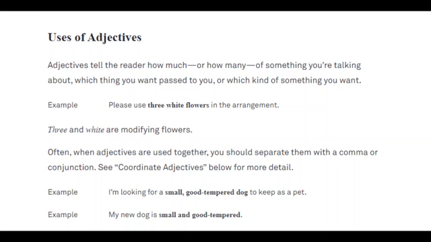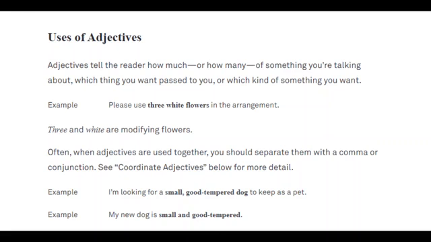We are going to see the uses of adjectives here. An adjective tells the reader how much or how many of something you are talking about, which things you want passed to you, or which kind of something you want. For example, please use 3 white flowers in the arrangement.